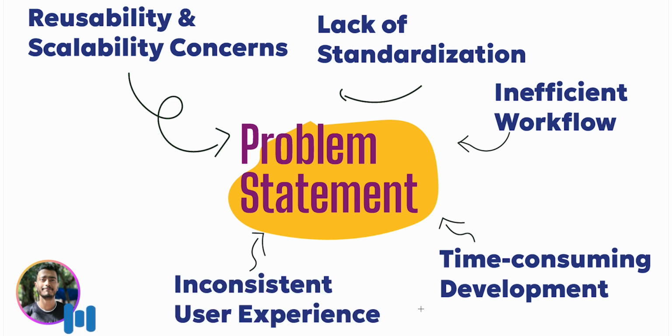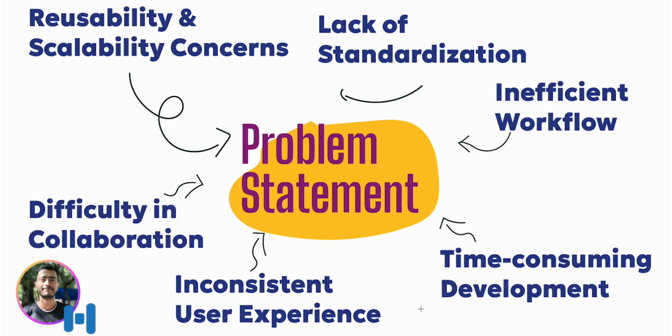Next one is inconsistent user experience. Without a consistent set of components, the user experience across different screens and interactions may not be uniform. This inconsistency can confuse users and reduce overall engagement and usability of the product. And the last one is difficulty in collaboration. The absence of components makes it challenging for team members to work collaboratively. Without a shared design system, stakeholders may have conflicting interpretations of design elements, leading to misunderstandings, revisions and rework.